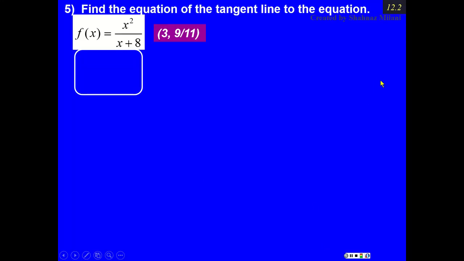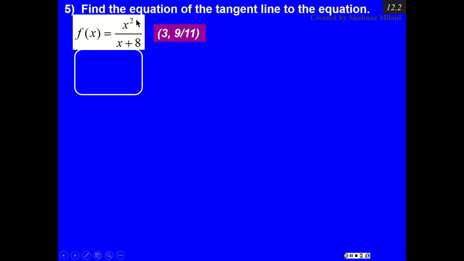Hi, this is Milani. Section 12.2, problem number 5. In this problem, we have to find the equation of a tangent. In order for us to find the equation of a tangent, we need a slope and we need the point. I already gave you the point. In order for us to find the slope, I have to find the derivative.